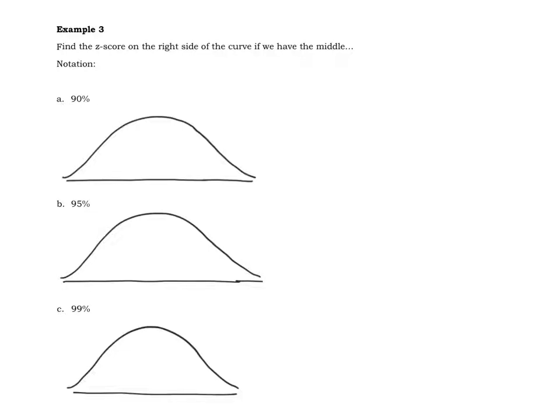So first of all, let's find the z-score on the right side of the curve if we have the middle, and again, 90, 95, 99%. So remember, with a z-score, z's are normally distributed by definition with a mean of 0 and a standard deviation of 1. Okay, so 0 is always going to be here in the middle of the curve. And we are looking for the middle 90%. Okay, so here's our area. Here in the center, this is 90% of the area. And we want the z-score on the right-hand side.